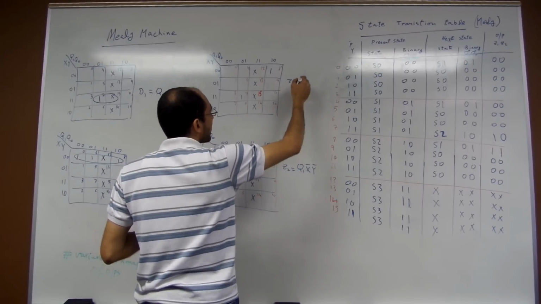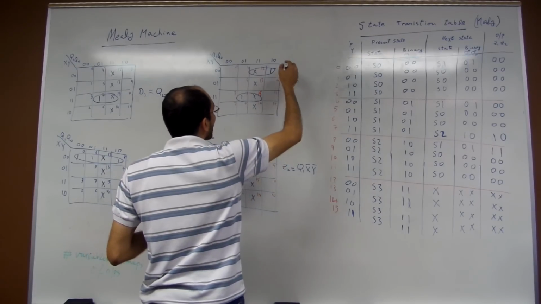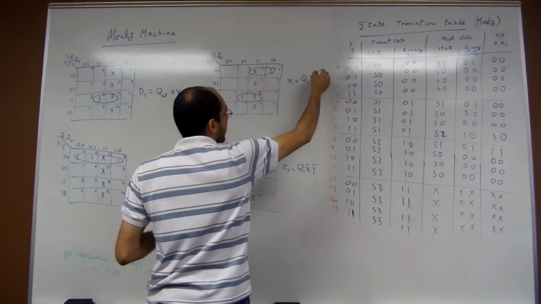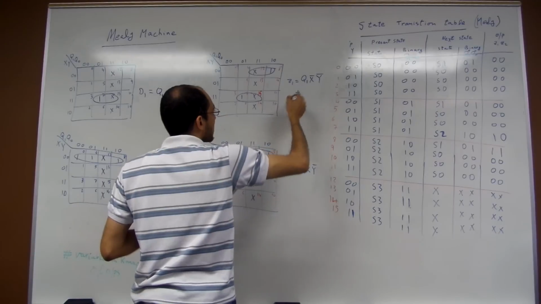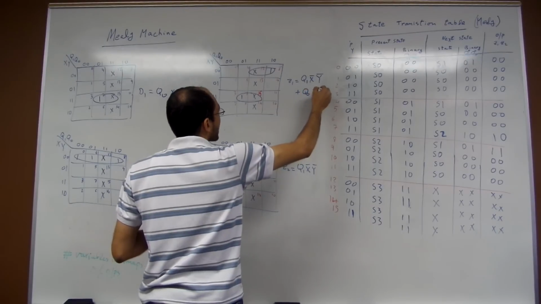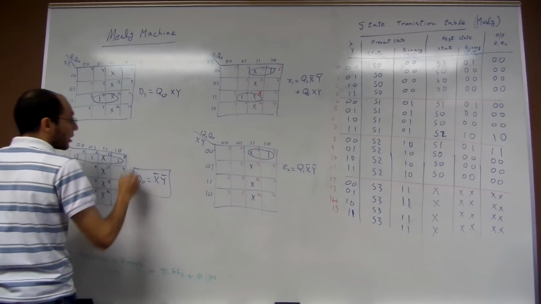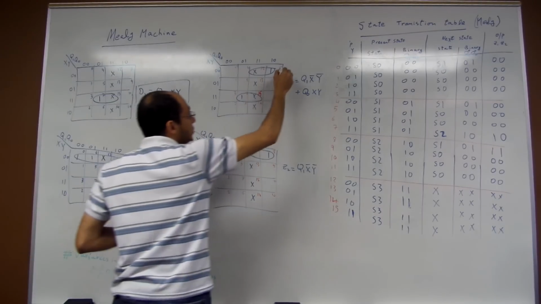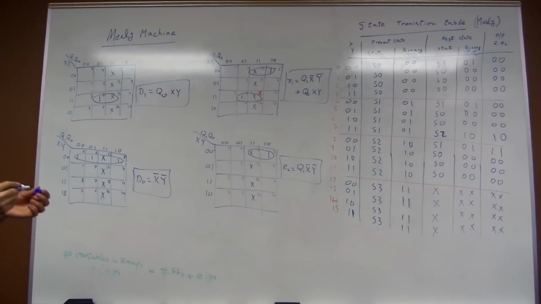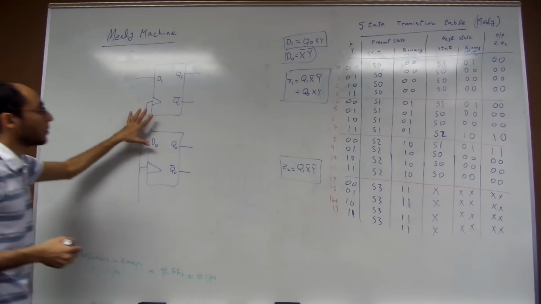For Z1 it is Q1 X bar Y bar plus Q0 X Y, right? And these are the equations that we need. Okay, what I'm going to do at the moment is that I'm going to draw the circuit using these equations, and I do not need anything else other than these equations, right? Okay, so these are the equations, and I'm going to implement them on the circuit.